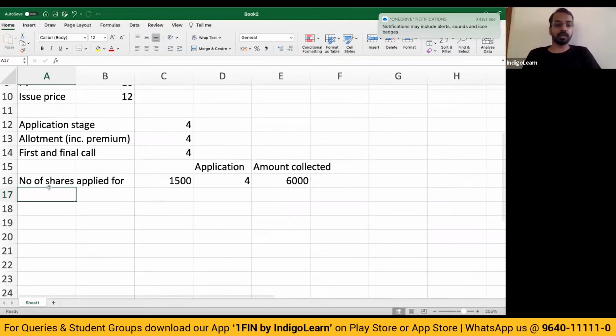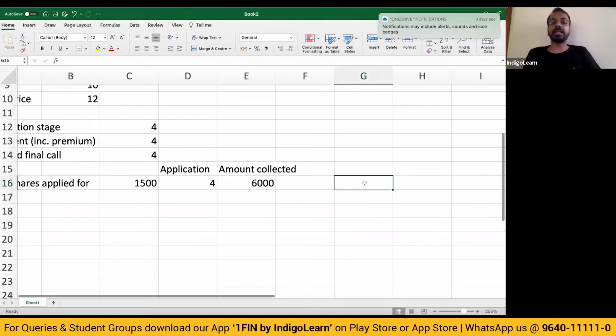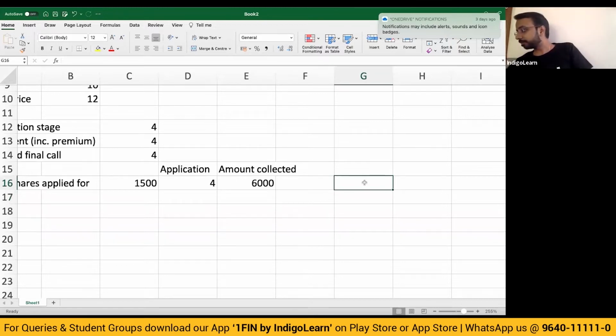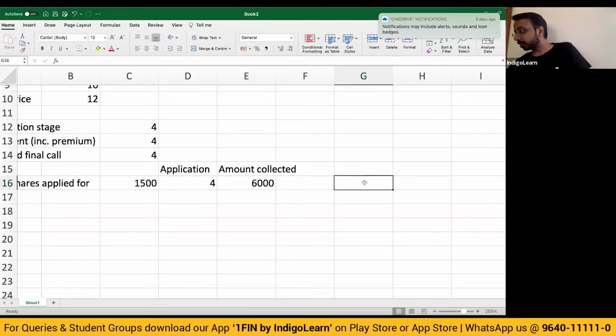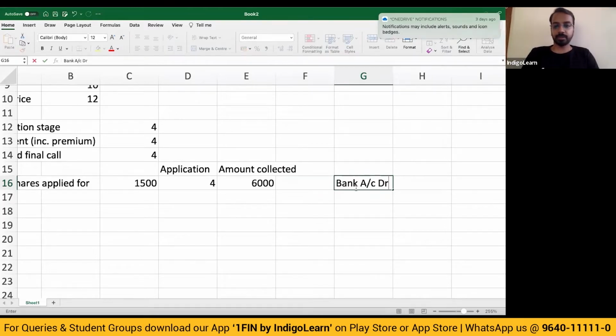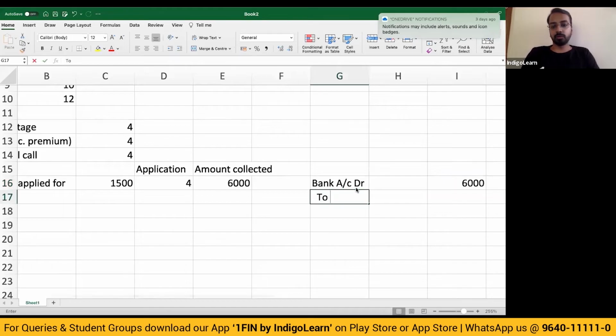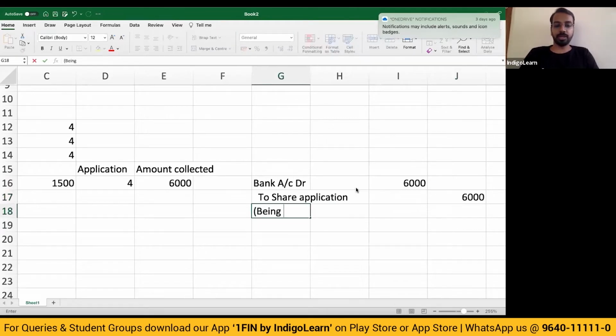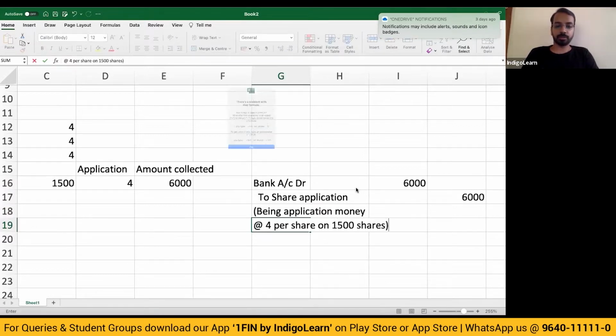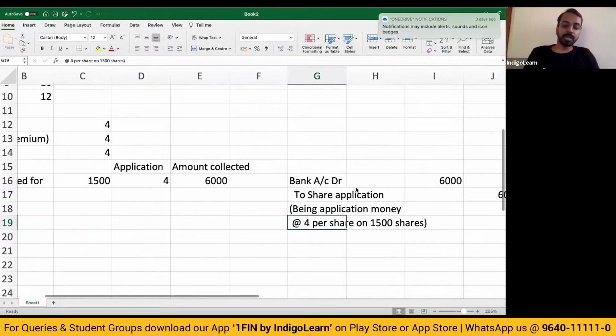Now, that is the first thing. So at this stage, what will be the accounting entry when we have collected 6,000? Bank account debit, bank to share application. Correct? So bank account debit 6,000 to share application 6,000. Don't forget to write the narration: being application money at 4 per share on 1500 shares. Okay. Now we have got 6,000.